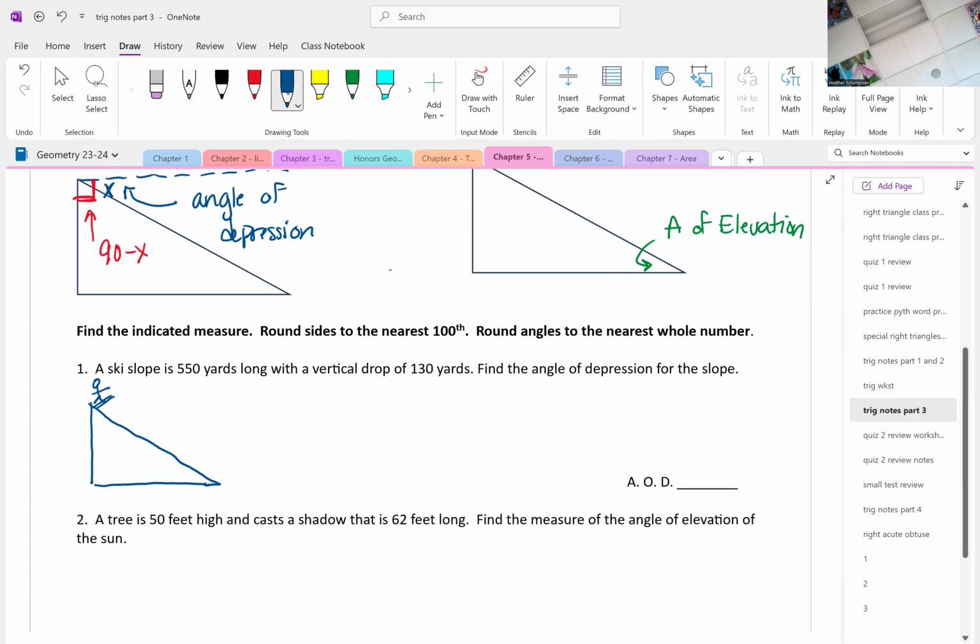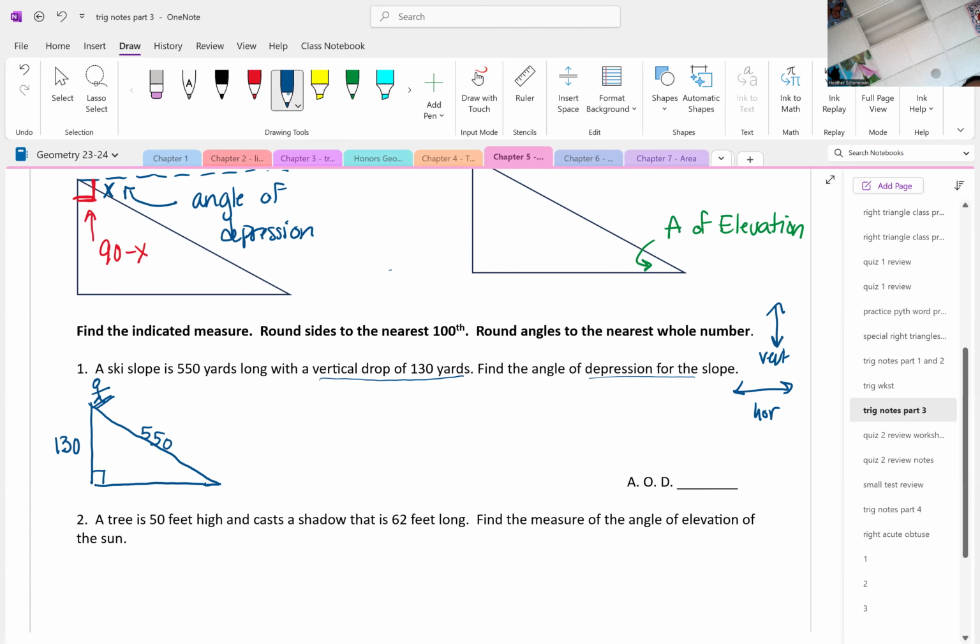All right, so now we need to take the information in the problem and label it on our picture. So it said the slope is 550 yards. So the slope is what they ski on. In this case, it happens to be the hypotenuse. So then it said there's a vertical drop of 130. So if you remember, vertical is up and down, horizontal is left and right, but it's vertical, so this is 130. Then it says find the angle of depression.